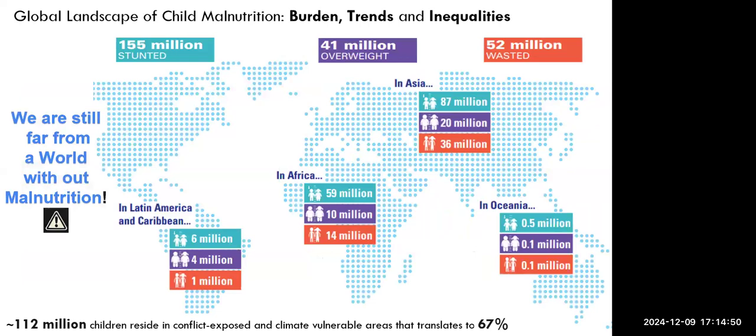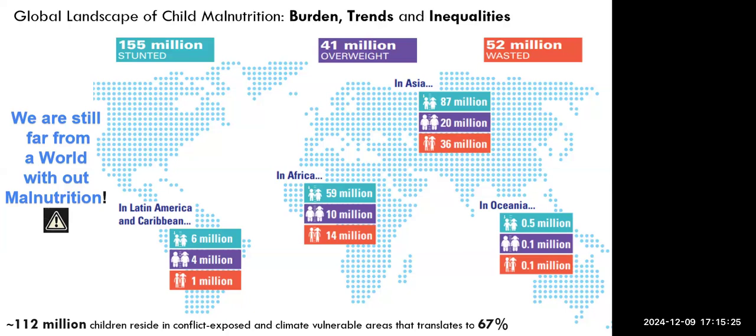This is the global landscape of child malnutrition, and we can see that the most vulnerable, or the most alarming, situation is stunting, because around 155 million children in the world suffered from stunting in 2019. Along with that, 41 million children suffered from overweight, and 52 million from wasting.